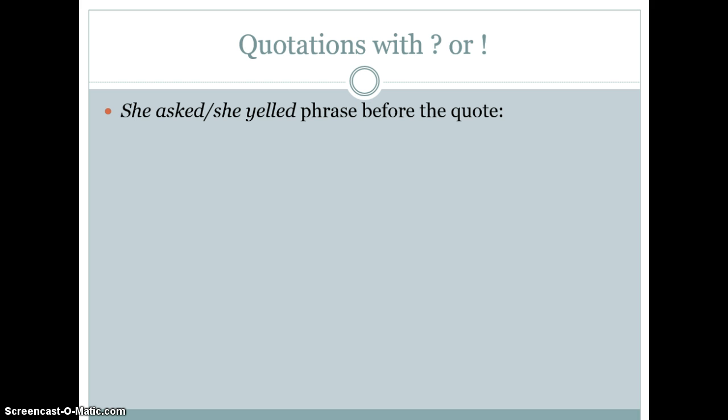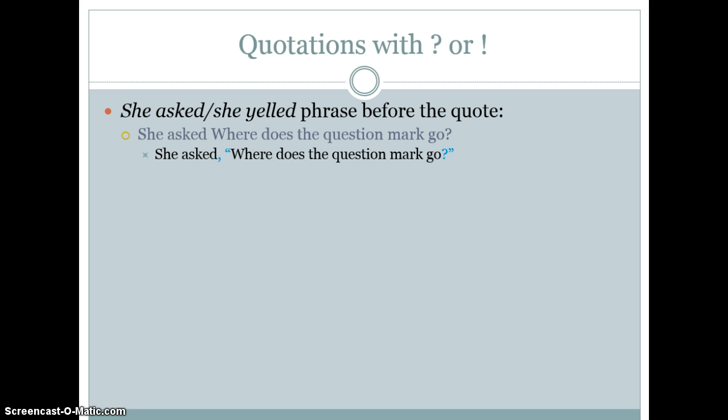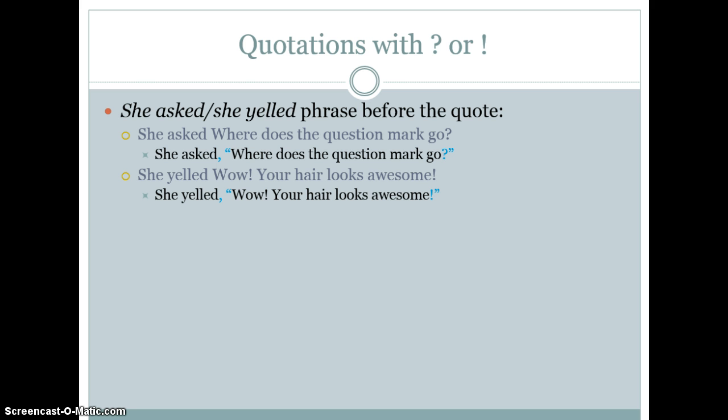Well, sometimes we use a question mark or an exclamation point when we're saying what someone said. So when the attributive tag comes before the quote, such as, she asked, "Where does the question mark go?" We're not doing a whole lot differently here. We're still separating what she asked with quotation marks. We're still separating the attributive tag from the quote with a comma, just now we're leaving that question mark inside the end quotation marks. Here's another example. She yelled, "Wow, your hair looks awesome!"